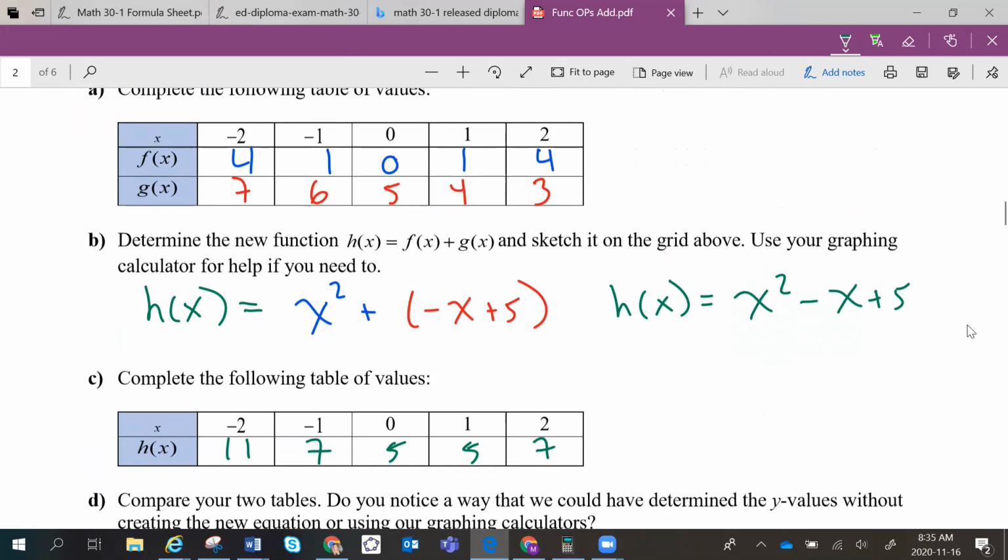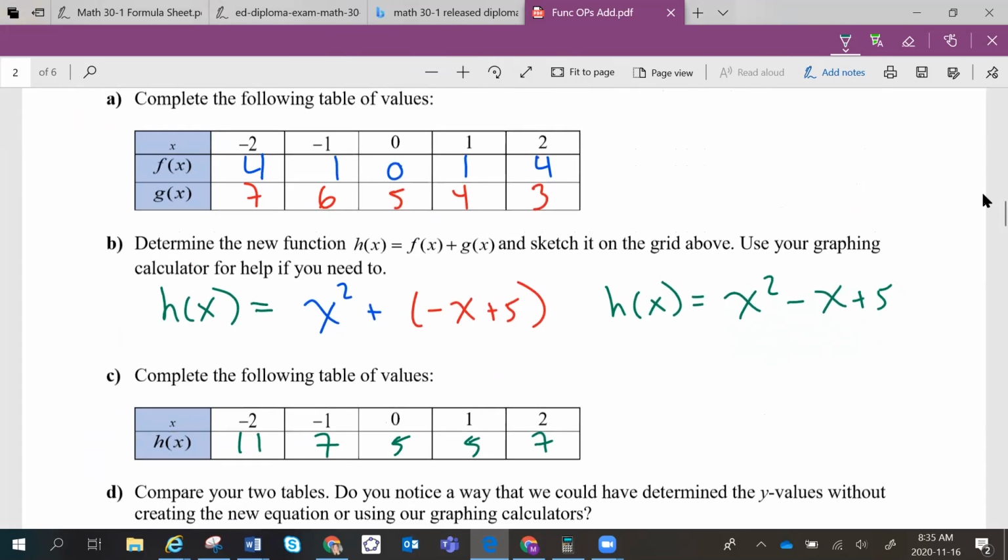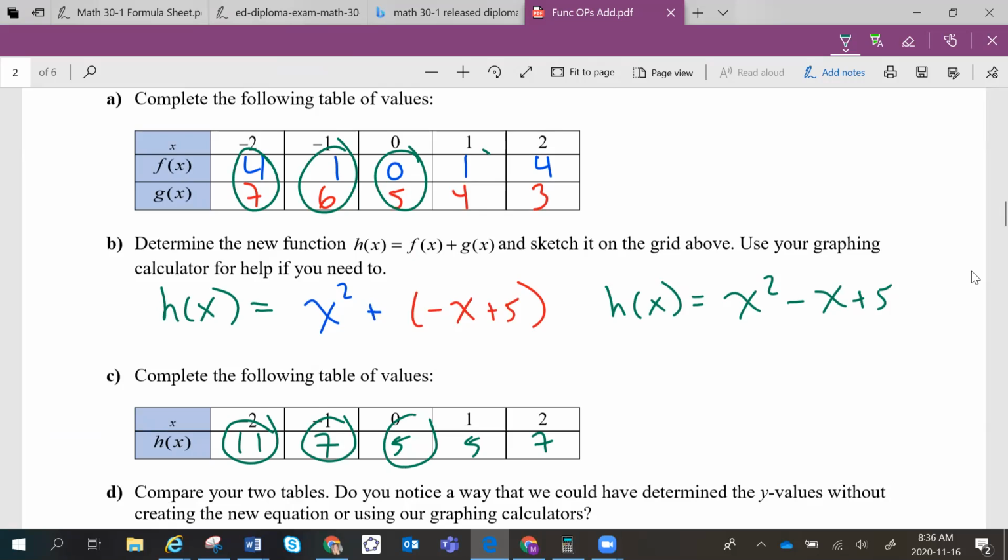Well, let's compare our two tables. What do we notice? Well, what I notice is 4 plus 7 is 11. 1 plus 6 is 7. 0 plus 5 is 5. 1 plus 4 is 5. 4 plus 3 is 7.